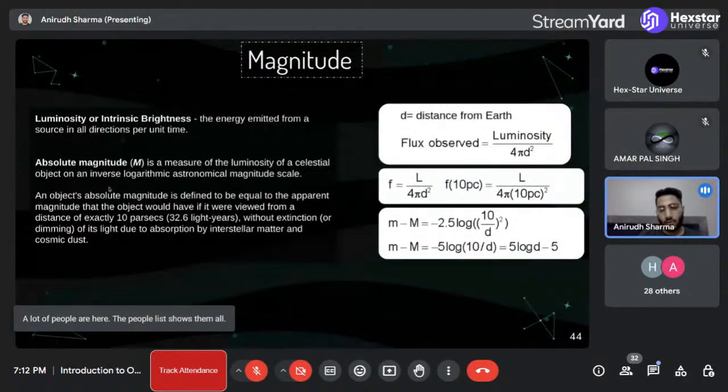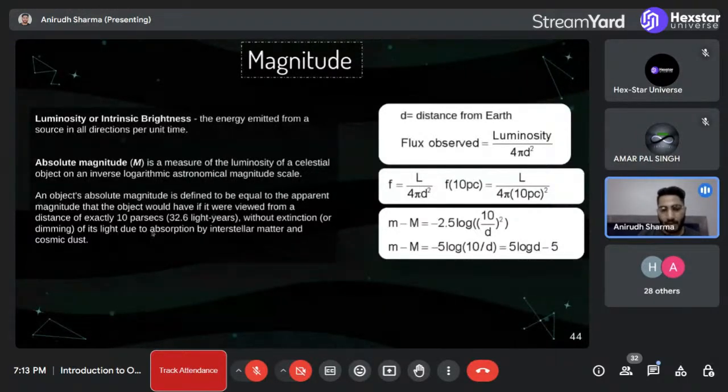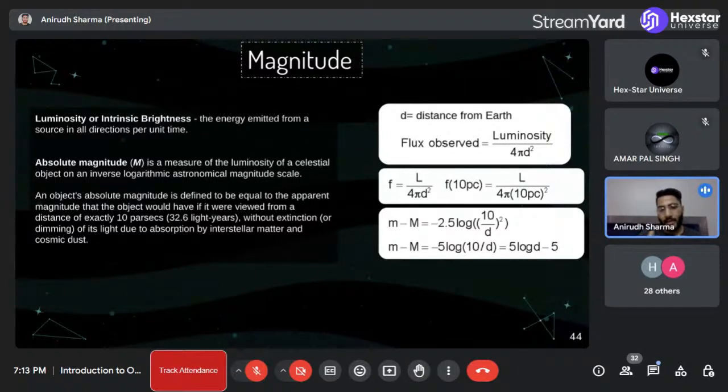So in order to make sure we have the correct value of magnitude, we have defined a term called absolute magnitude, and it's a measure of luminosity of a celestial object at 10 parsecs. If you were standing at 10 parsecs from a celestial object, the apparent brightness of that object at that distance specifically would be absolute brightness, sorry, absolute magnitude.